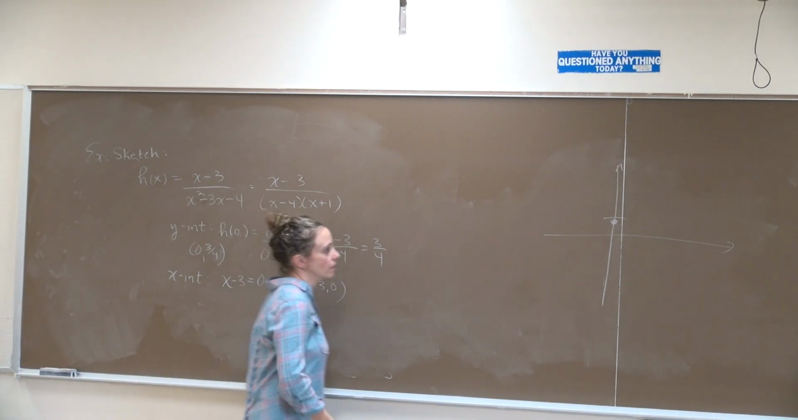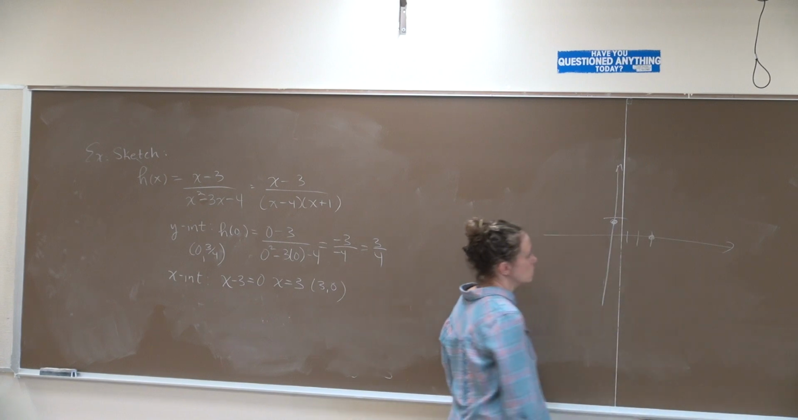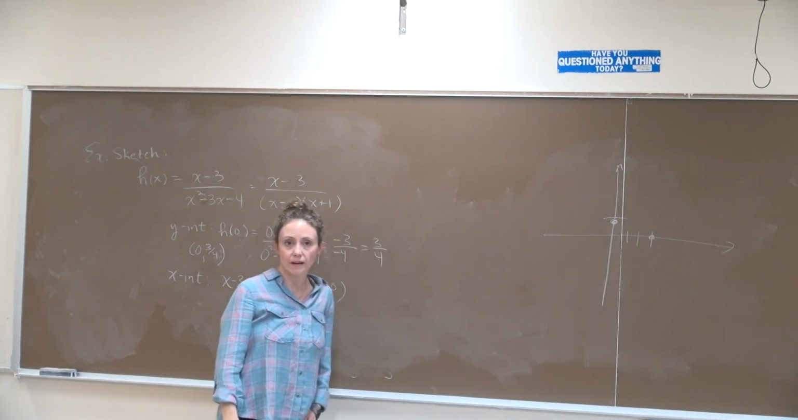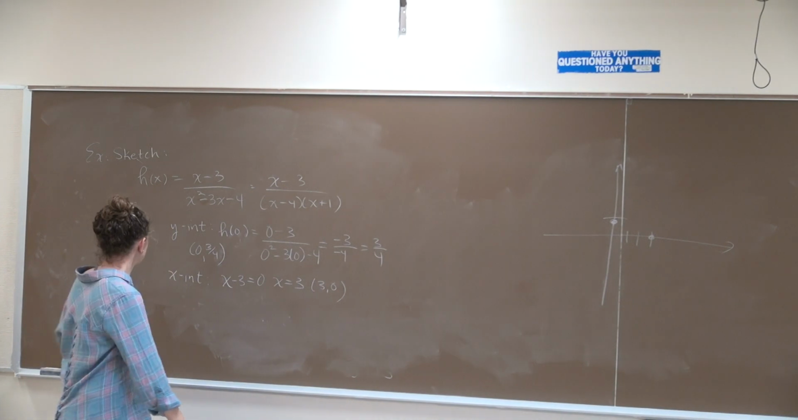Ordered pair (3, 0) is going to be on this graph. Okay, so far we have 2 points that are on this graph. The next thing we're going to do is look at the vertical and horizontal asymptotes.